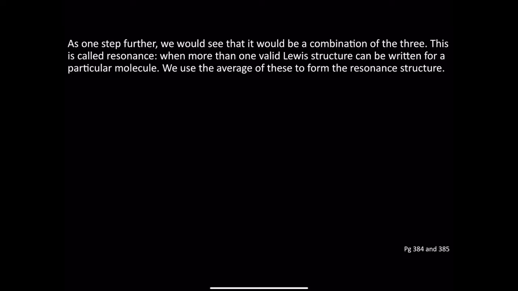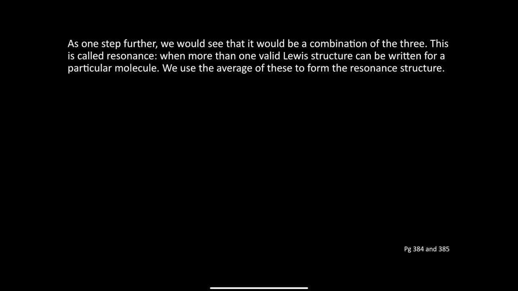If we look one step further, we can see that it's a combination of the three, and that's called resonance. That's what we would define as resonance: when more than one valid Lewis structure can be written for a particular molecule. Some molecules have only one Lewis structure, and you could change it by rotating it 90 degrees or something like that. But when we're looking at more than one valid Lewis structure, that's called resonance. And we use the average of all those resonance structures to understand the molecule.